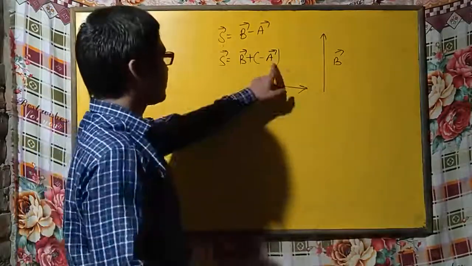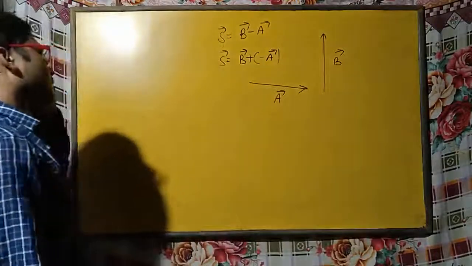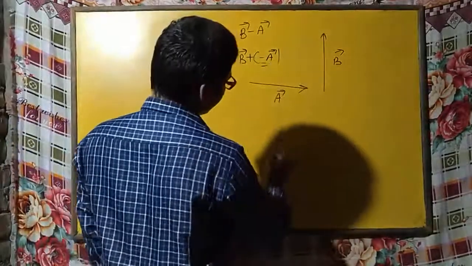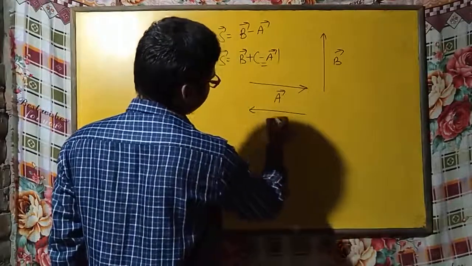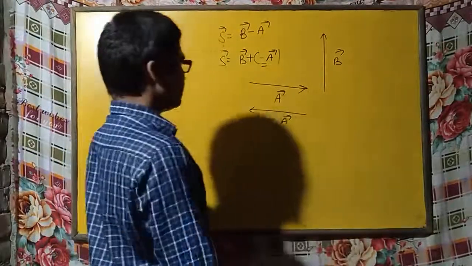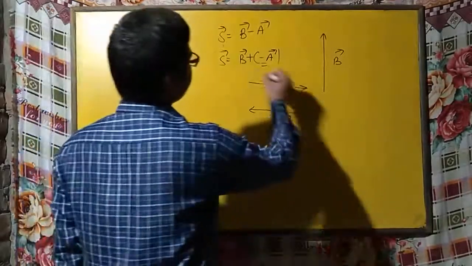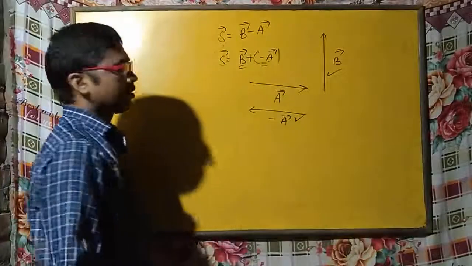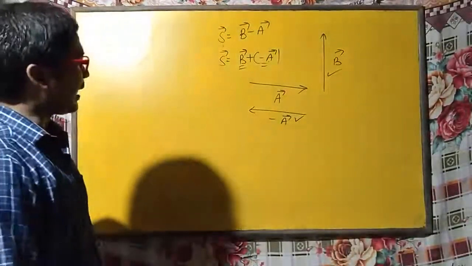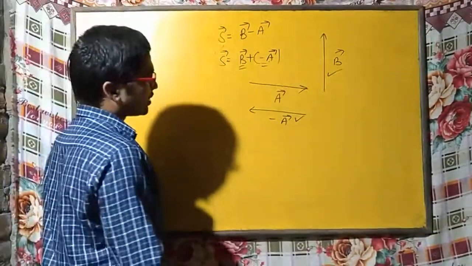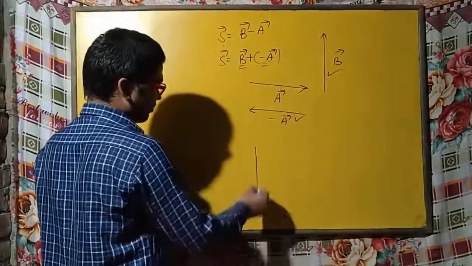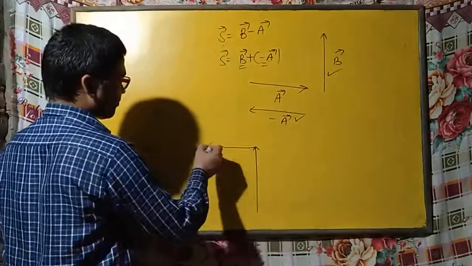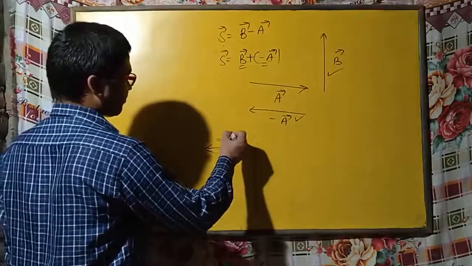This one is vector s. So now we need minus a vector. You can draw this vector as minus a. So now we have vector b and vector minus a. Let us add these two vectors together. First draw vector b, this one is b. Then vector minus a, this one is minus a.